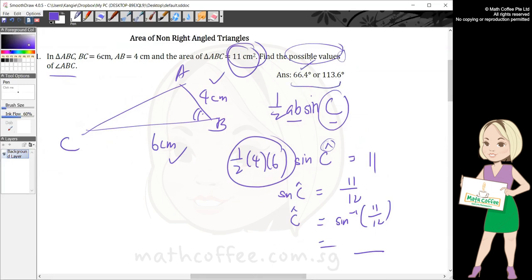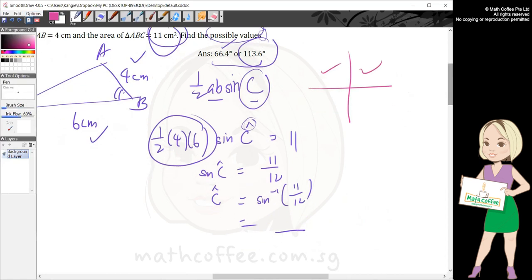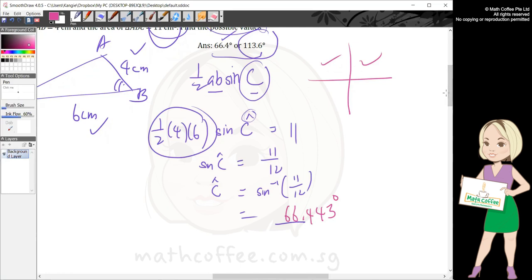A lot of students get the first one, but a lot of students don't know how to get the second one. You need to understand that in sine, you actually have these two quadrants. In E-Math, you only learn these two quadrants. In A-Math, you learn all four quadrants. Since I'm teaching E-Math today, I'm going to talk about only two quadrants. So over here, you just do sine inverse 11 over 12 and you will get 66.443 degrees.